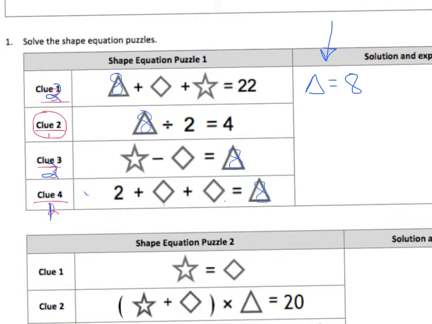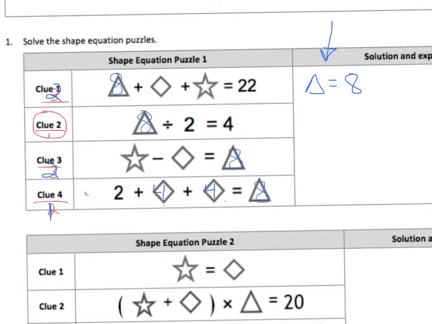So if I try 2 plus 4, that's too much. 2 plus 4 is 6 plus 4 is 10. That's no good. Okay, so 4 is obviously not going to be the right thing, so we got to try something else.